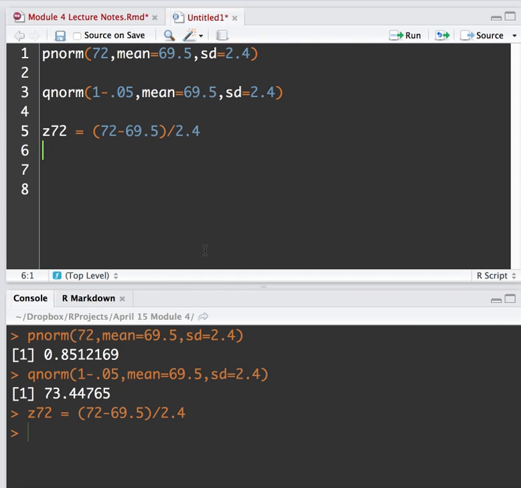And of course, as always, when you create something in R, it's not automatically displayed. So I have to ask to see it, Z72. And it says that what you're talking about, 72 inches, is 1.04 standard deviations above the mean of 69.5.